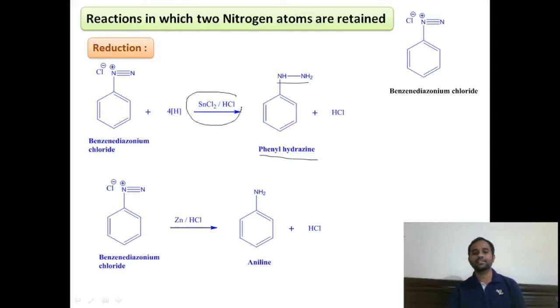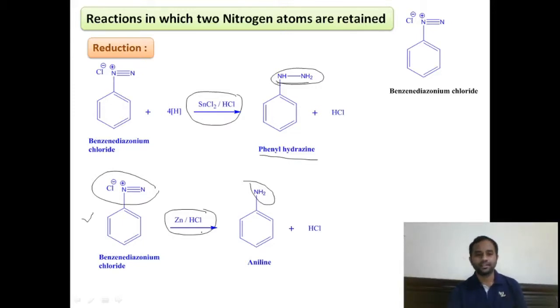Here the reagent is stannous chloride in presence of hydrochloric acid. This is a mild reducing agent. So in this we got hydrazine, that is phenyl hydrazine, as the product. When we reduce this benzene diazonium chloride with powerful reducing agents like metal in presence of acid, like zinc in presence of hydrochloric acid, this diazonium group is converted to amine group, that is aniline is obtained. In this the nitrogen atom is retained, right?